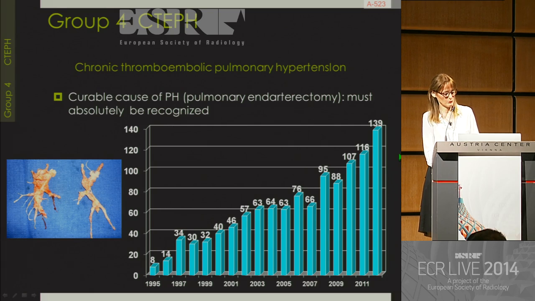I think that we are doing quite well if we see this, showing that with time, more and more patients are operated on. It means that we make the diagnosis thanks to multi-slice CT.